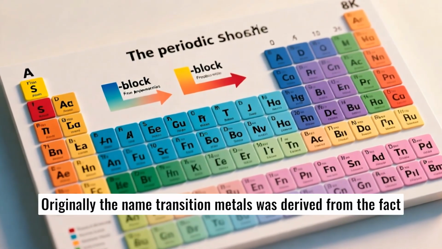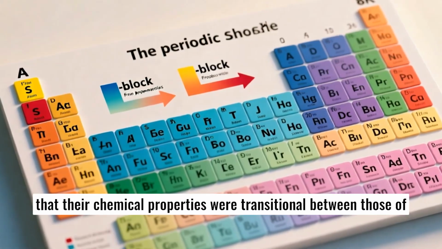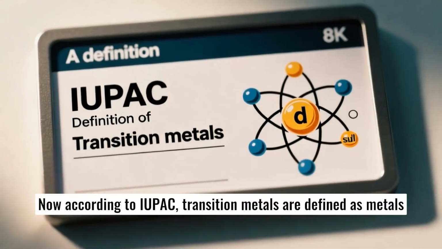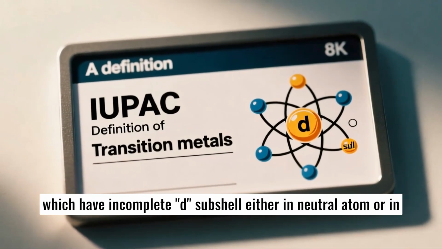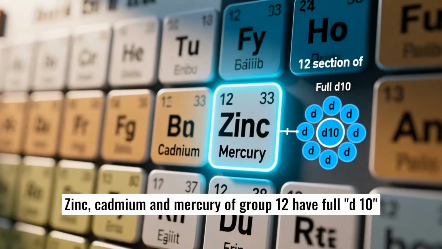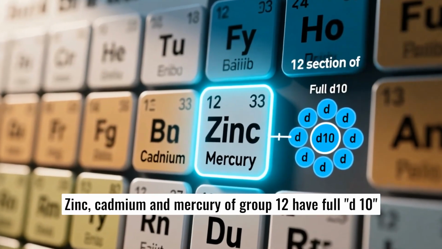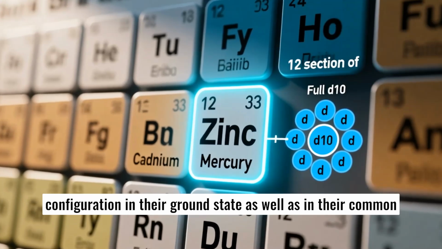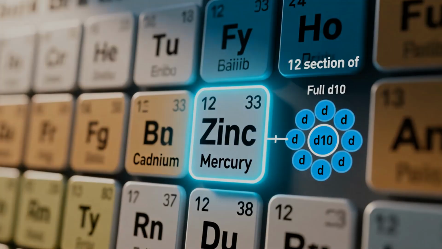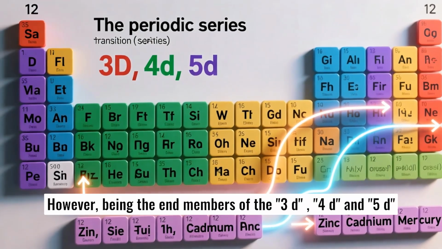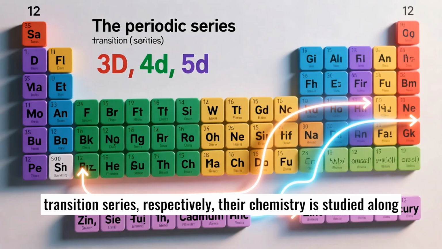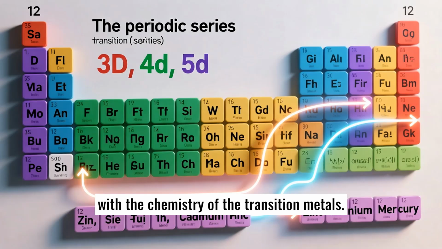Originally, the name transition metals was derived from the fact that their chemical properties were transitional between those of s and p block elements. Now, according to IUPAC, transition metals are defined as metals which have incomplete d subshell either in neutral atom or in their ions. Zinc, cadmium, and mercury of group 12 have full d10 configuration in their ground state, as well as in their common oxidation states, and hence are not regarded as transition metals. However, being the end members of the 3d, 4d and 5d transition series, respectively, their chemistry is studied along with the chemistry of the transition metals.